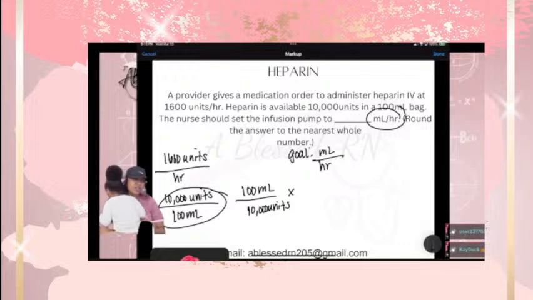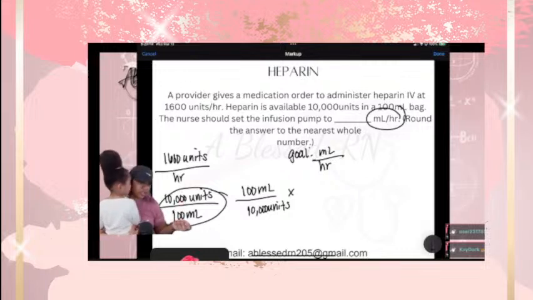And then especially with your oxytocin or your pitocin problems, when it has milliunits and units, just like you have a gram, you have a milligram, you have a unit, and you have a milliunit. The prefix indicates that that's a factor of 1,000, right?